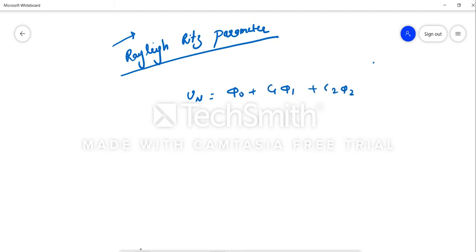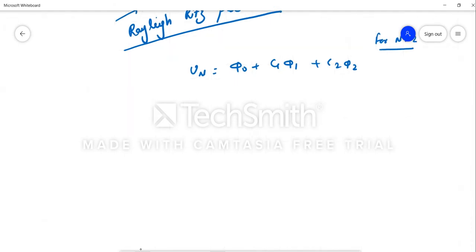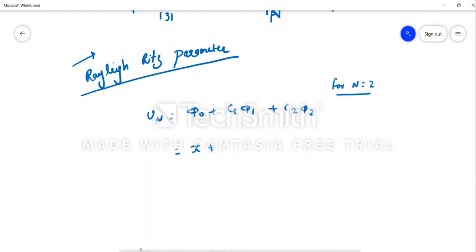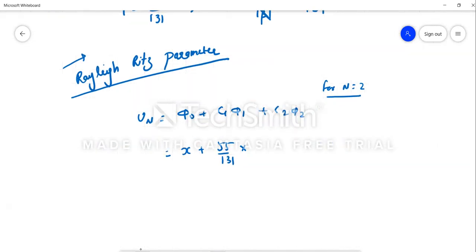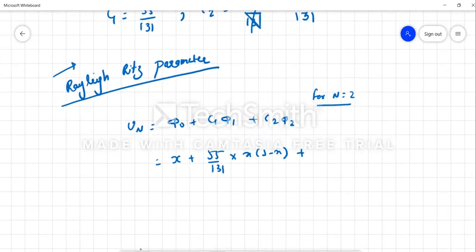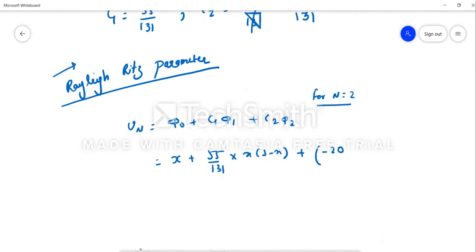So phi naught value over x, then C1 is 55 over 131 with phi 1 value over x, 1 minus x, and C2 value is minus 20 over 131 with phi 2 value over x square, 1 minus x. So this is our solution. It will give different values at different values of x.